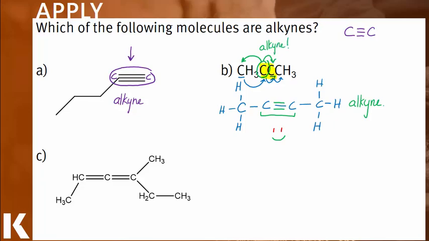Now let's take a look at that third example with C. If we look at this central carbon in between those double bonds, this carbon is in fact sp hybrid. But is it an alkyne? This carbon has double bonds on both sides. We do not see that triple bond that we need to see in order to identify it as an alkyne. So because of the fact we only have double bonds, this molecule would be an alkene, not an alkyne.